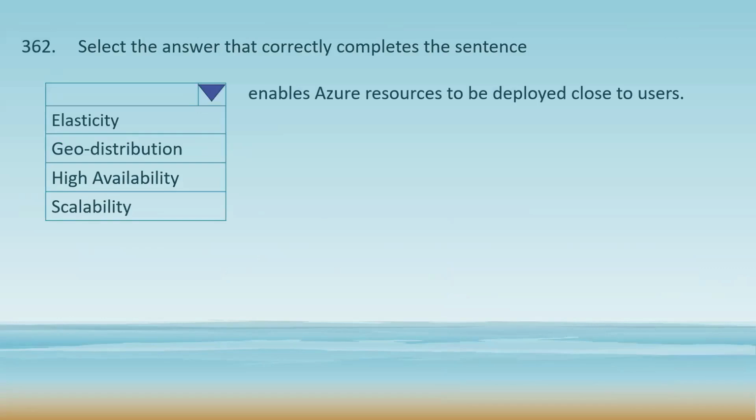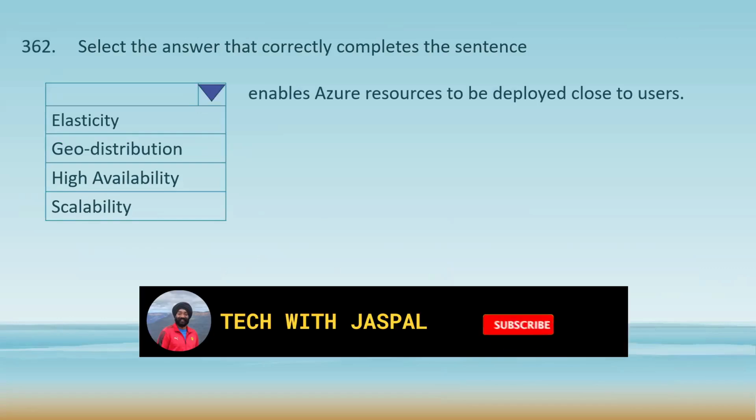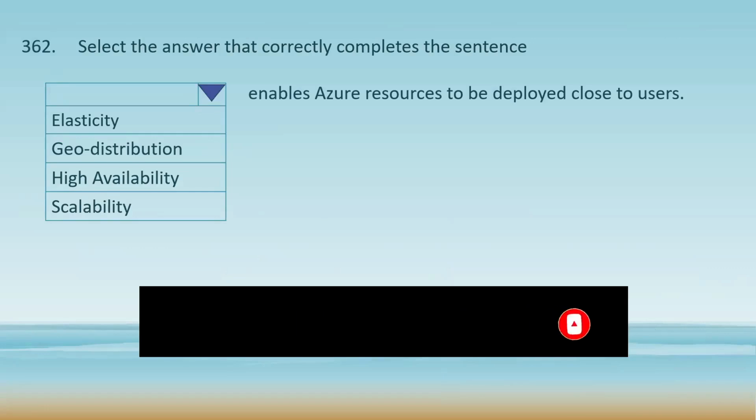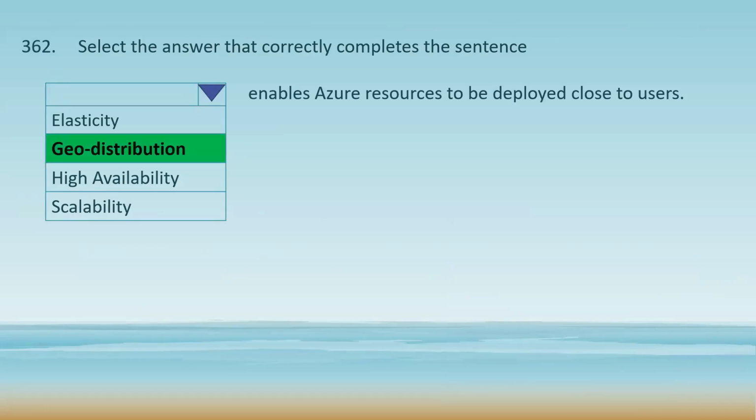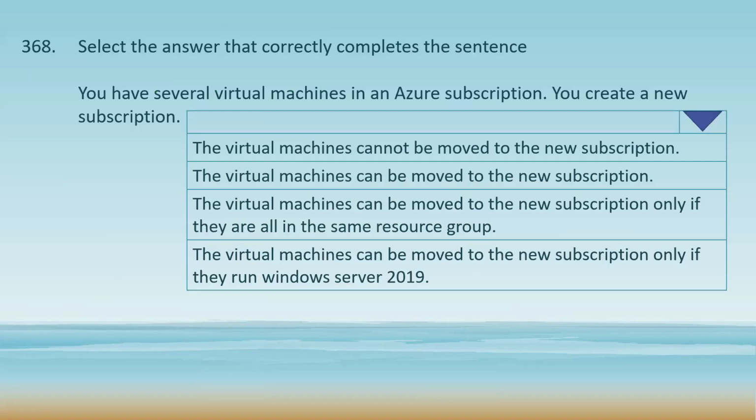Again, you need to complete a sentence. The four options are elasticity, geo-distribution, high availability, and scalability. Which of them enables Azure resources to be deployed close to users? And friends, the correct answer here would be geo-distribution. You can deploy apps and data to regional data centers around the globe, thereby ensuring that your customers always have the best performance in their region.